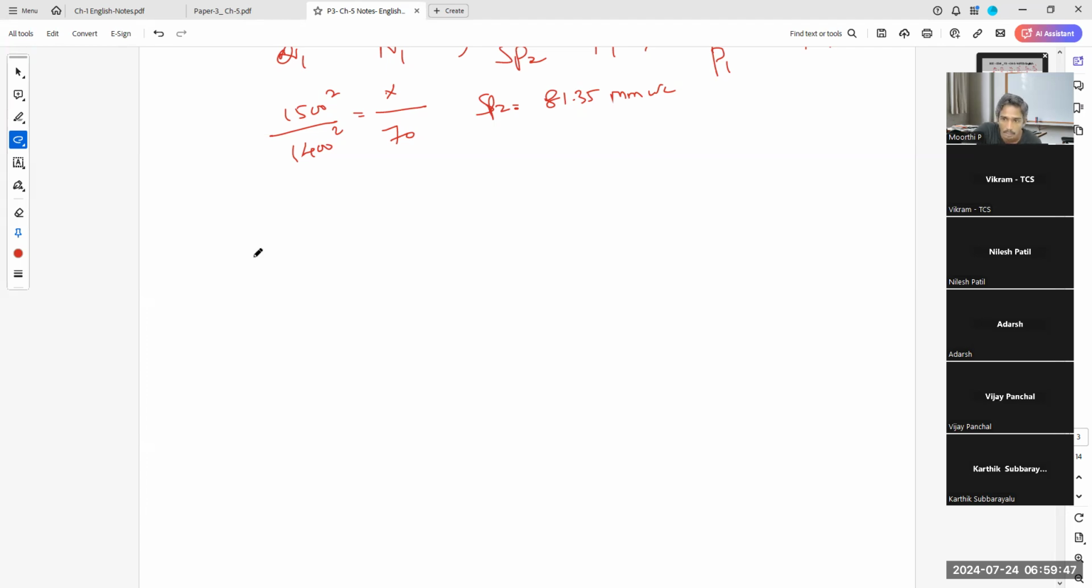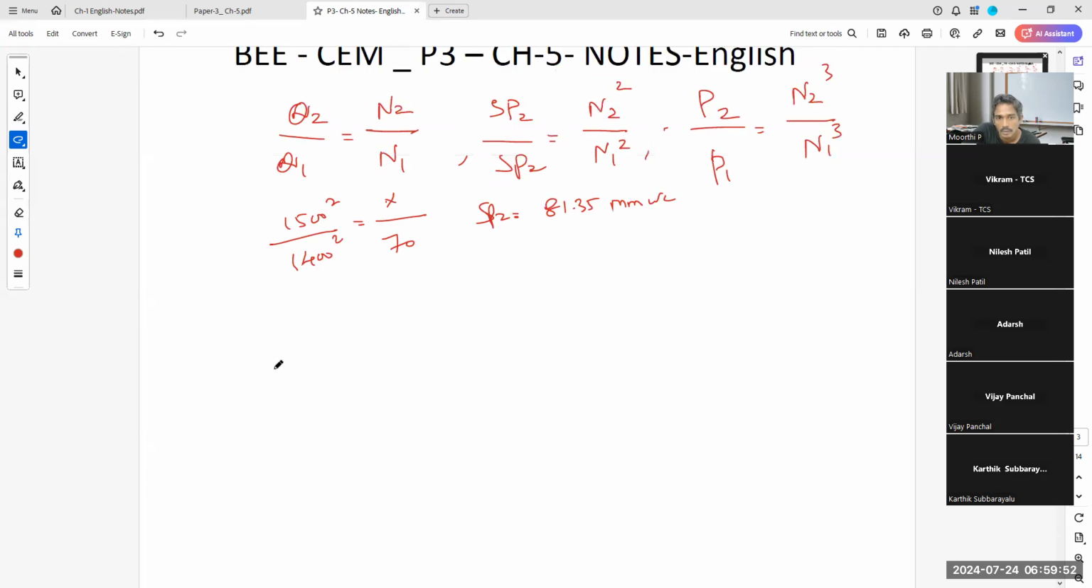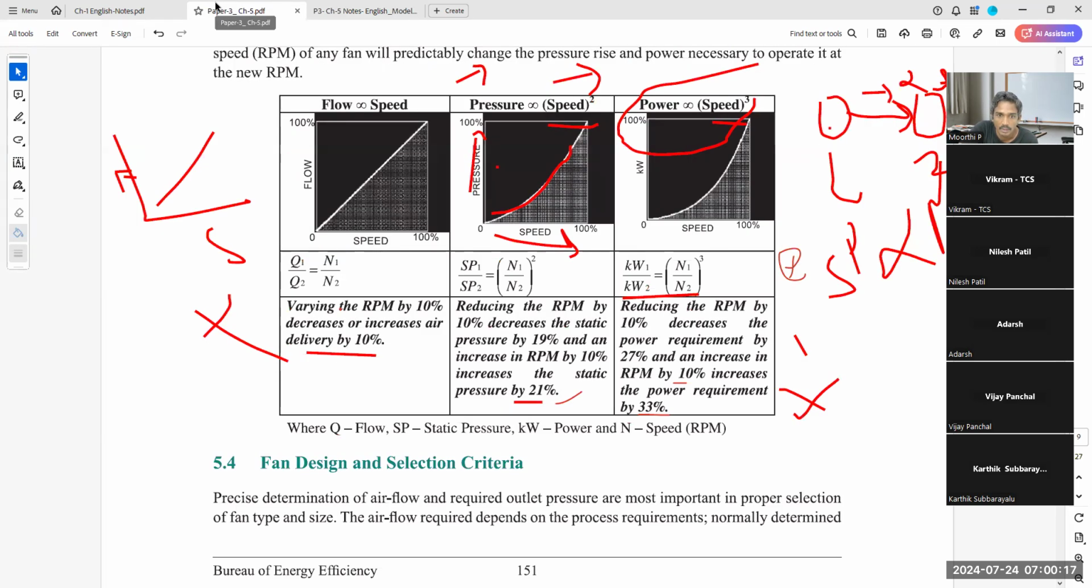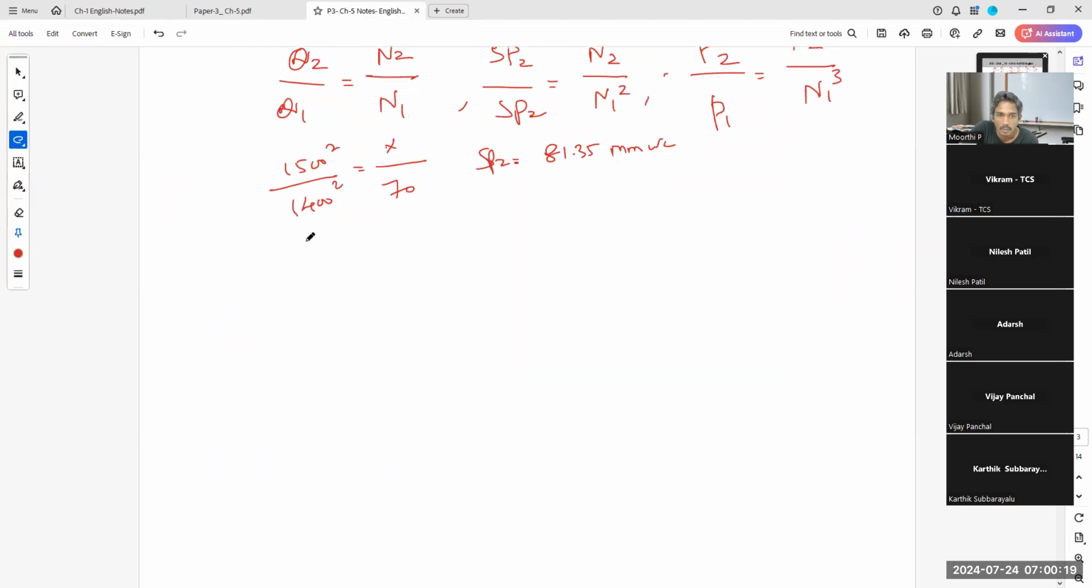If I am going to reduce speed 10%, how much percentage does flow reduce? Directly proportional, na? Yes. How much percentage flow? Q1, Q2 is equal to N2 by N1. If they ask me the percentage, 10% only. 10% only, na? Directly proportional.